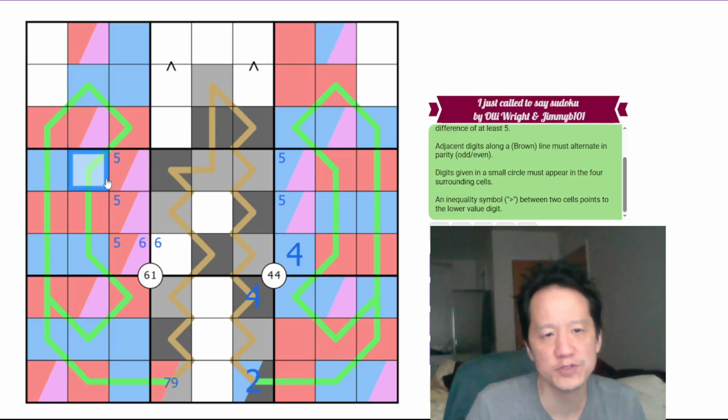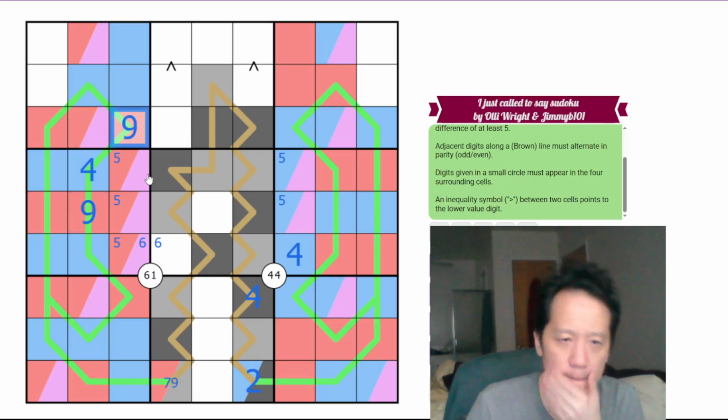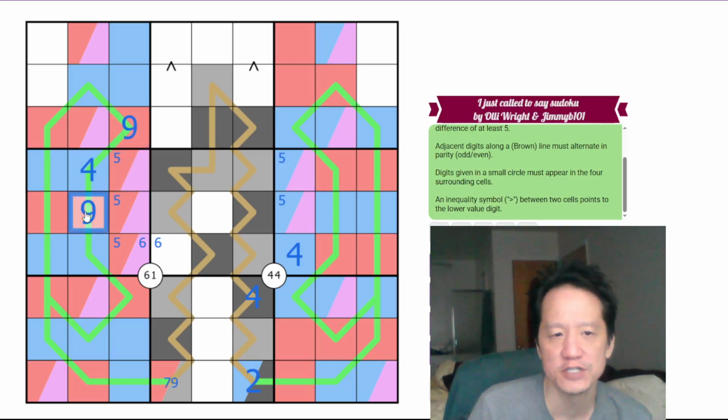Therefore, the 4 in this box has to be this digit. So this is a 4, and it must be next to 9 and 9, because again, it's next to one unique digit, but that unique digit is here twice.